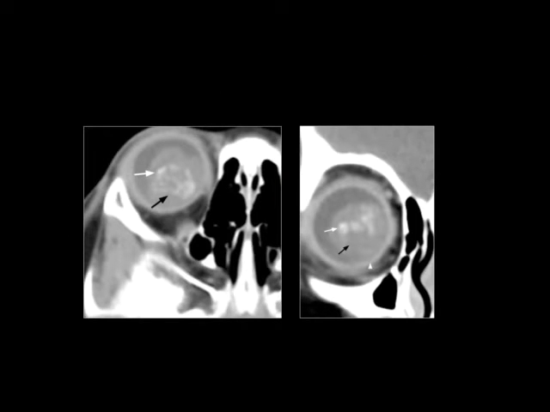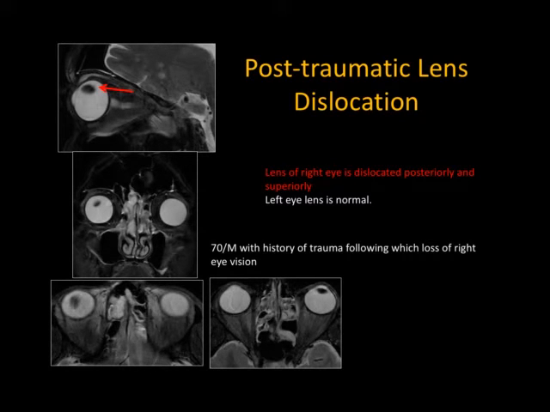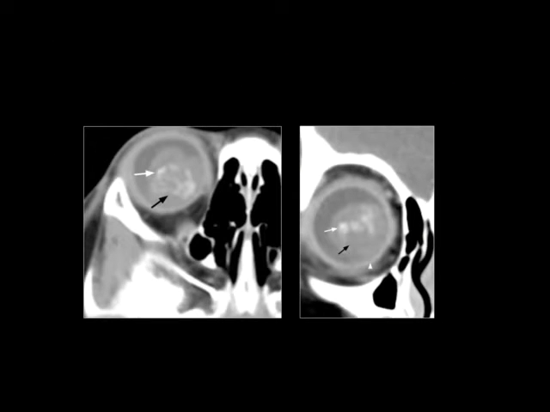Any syndrome in which you can see lens dislocation? Homocystinuria. Very good. I have marked.